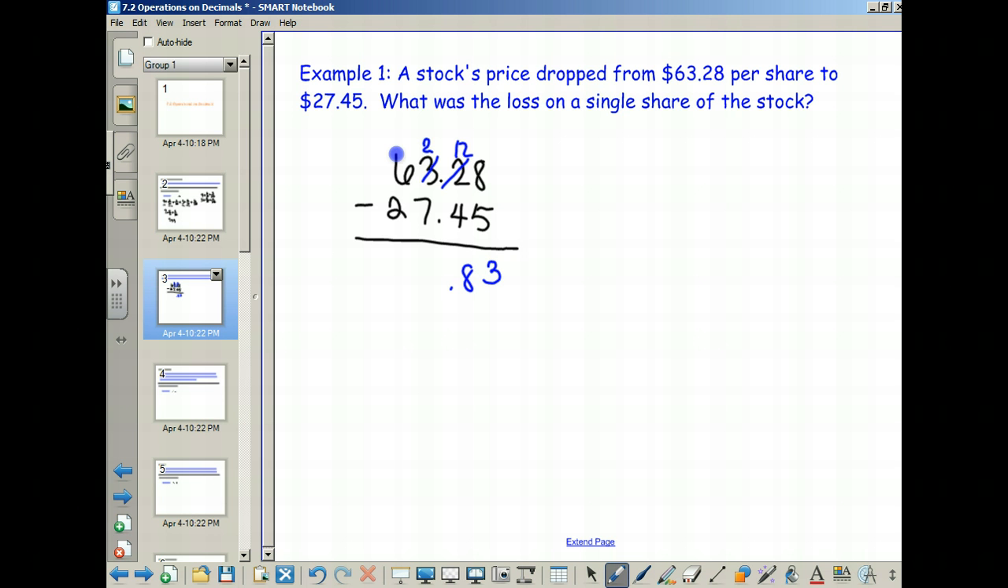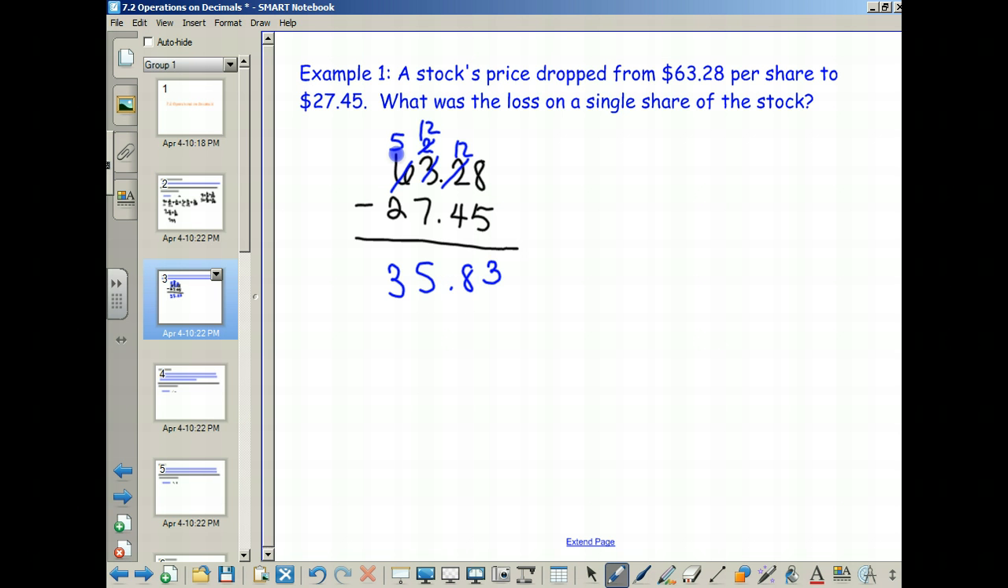2 minus 7, that's still not going to work, so this 6 is going to have to become a 5. Again, it's like I'm taking away $10. I'm turning the $10 into 10 ones. So now I don't have 2 ones, I have 12 ones. 12 minus 7 is 5, and then 5 minus 2 is 3.